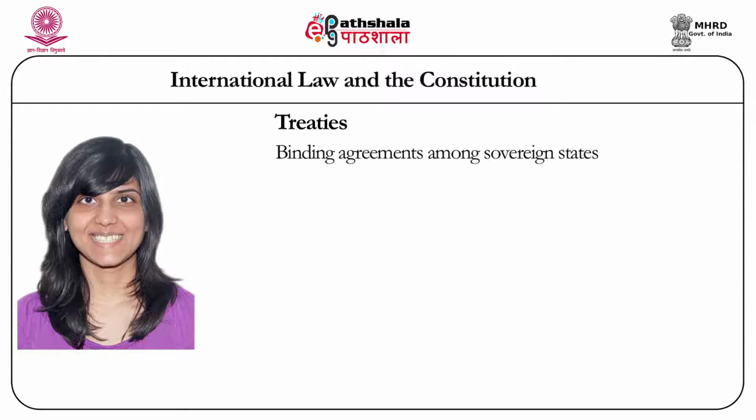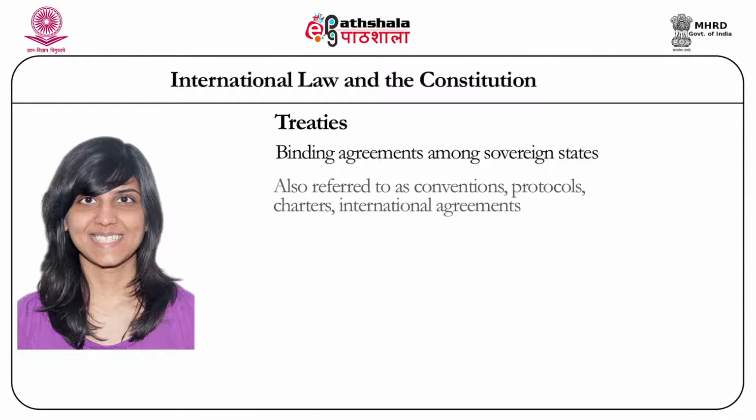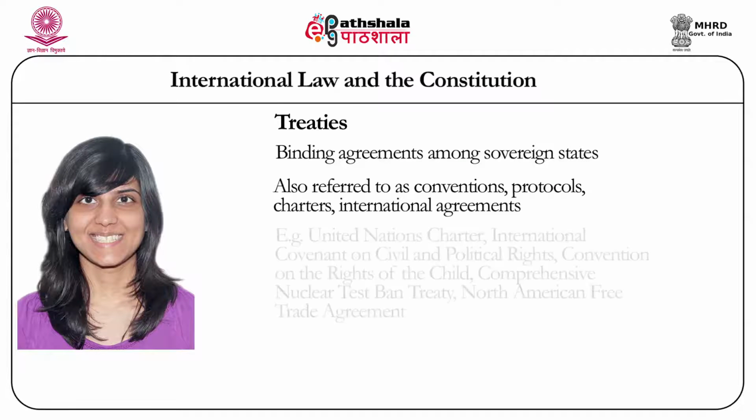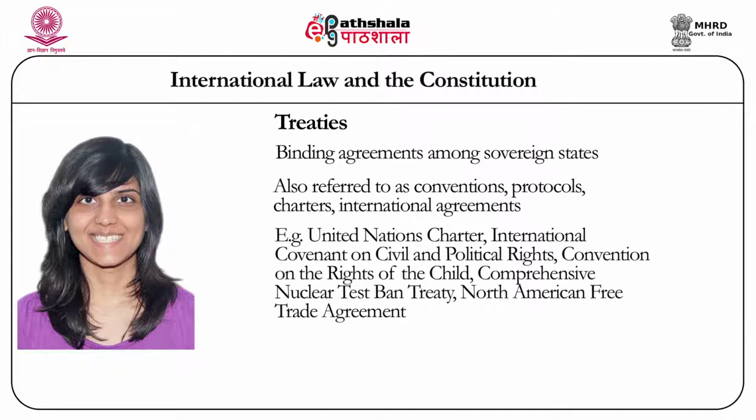Treaties are binding agreements among sovereign states. There are several terms used to describe such agreements, including treaties, conventions, protocols, charters, or international agreements. For instance, the United Nations Charter, the International Covenant on Civil and Political Rights, the Convention on the Rights of the Child, the Comprehensive Nuclear Test Ban Treaty, and the North American Free Trade Agreement are all examples of treaties.